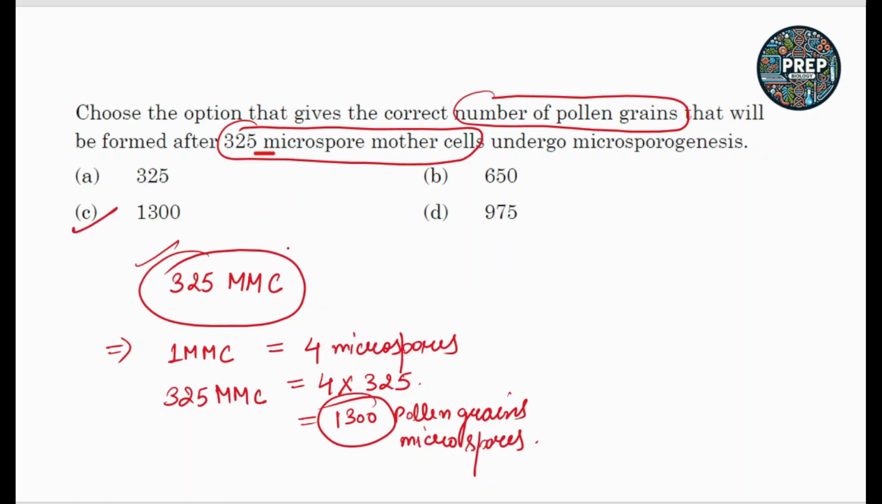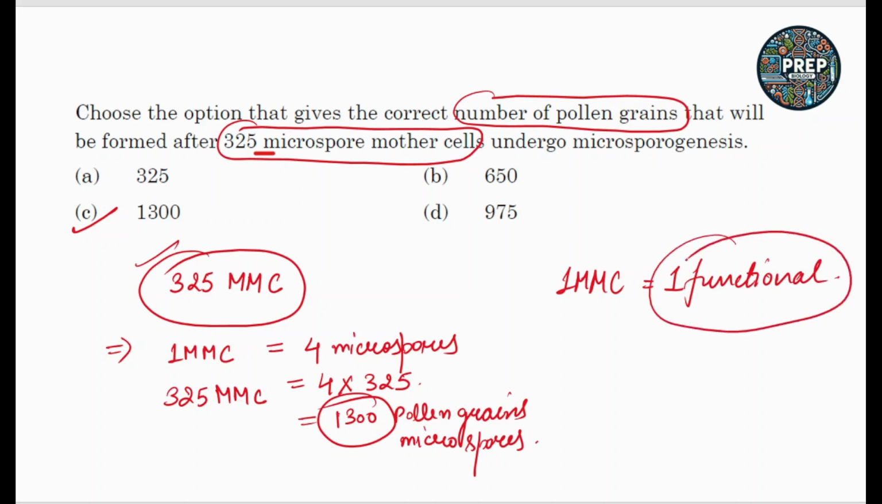So for this kind of question, if you have megaspore mother cells, then we divide by 4. Okay, why? Because 1 megaspore mother cell produces one functional megaspore. But in the microspore mother cell, in microsporogenesis, all 4 microspores are functional. Okay, so this is the answer.